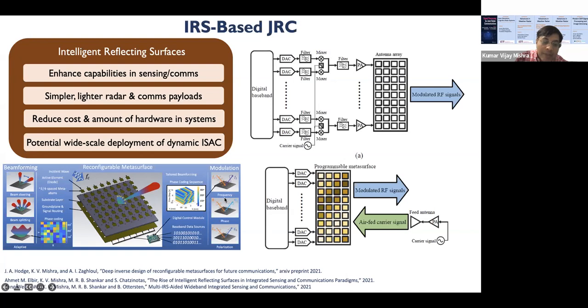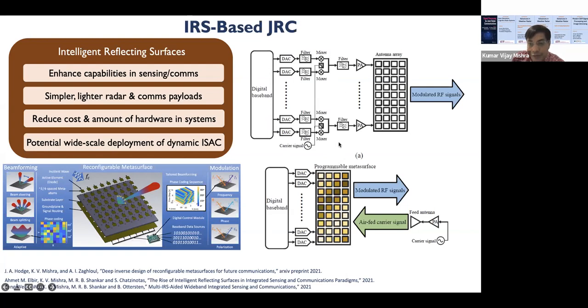So maybe at some other time, when I do a tutorial on intelligent surfaces, we can talk about this polarization modulation technique, which intelligent surfaces can actually enable.